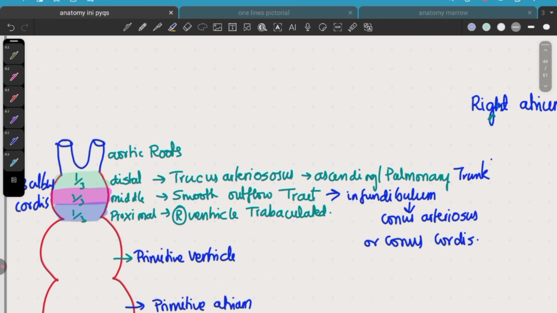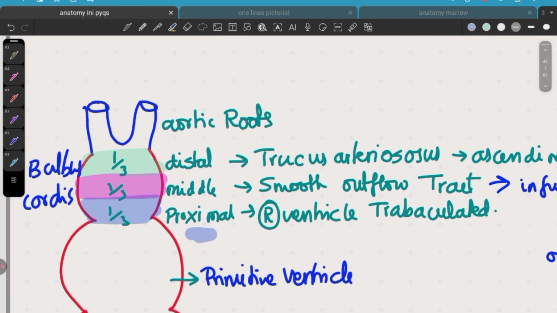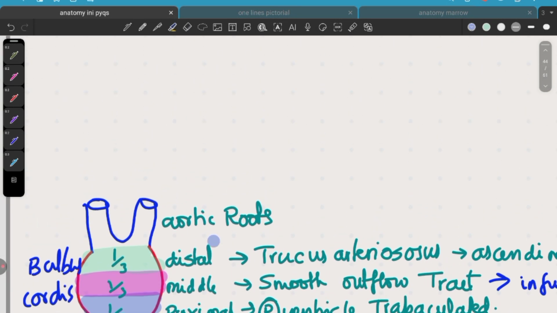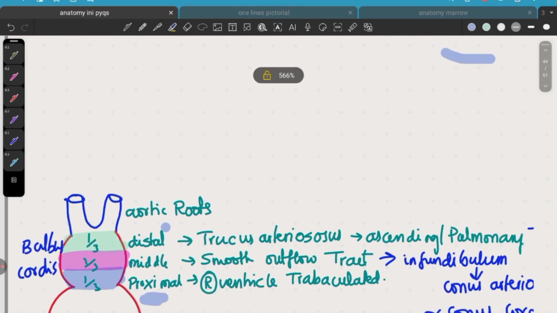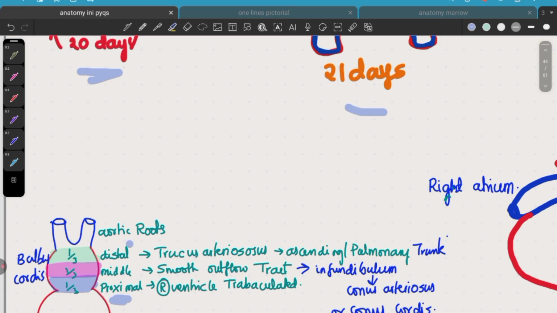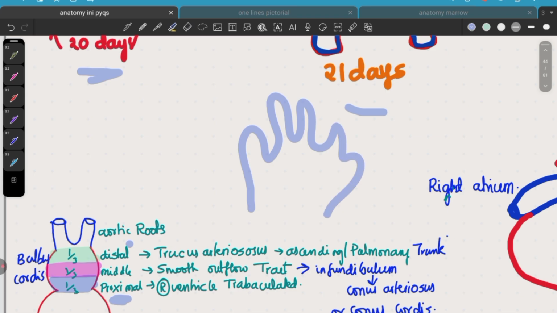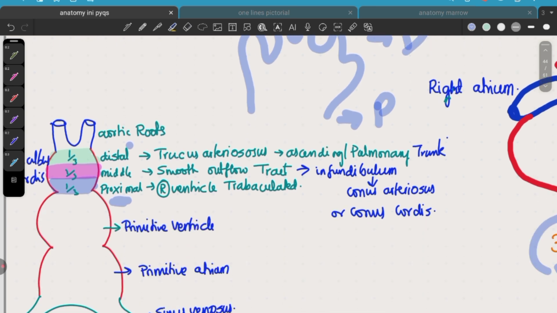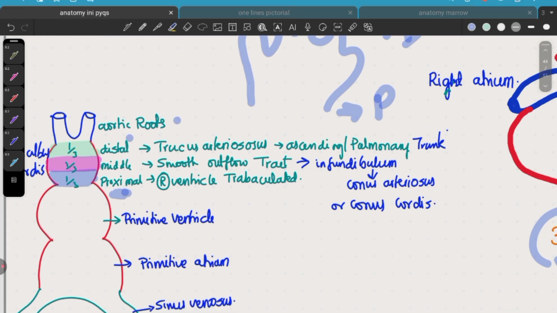Here you can see this picture properly. See, this is the proximal end and this is the distal end. If you remember that, this will be easy. Sometimes if they ask what the proximal end of the bulbus cordis develops into, at that time you should know which side is the proximal. See, if my hand is like this, this will become proximal and this will be distal. So you remember by raising the hand. You have to remember this is the proximal and this is the distal side.